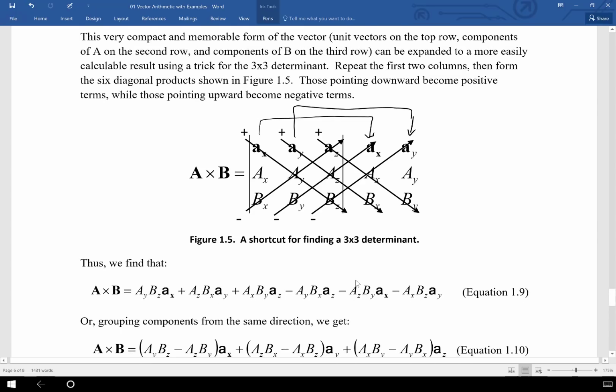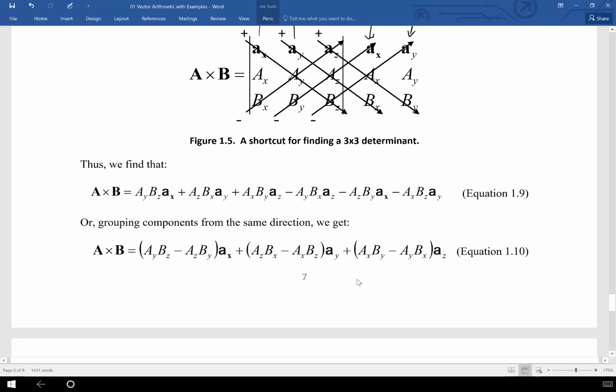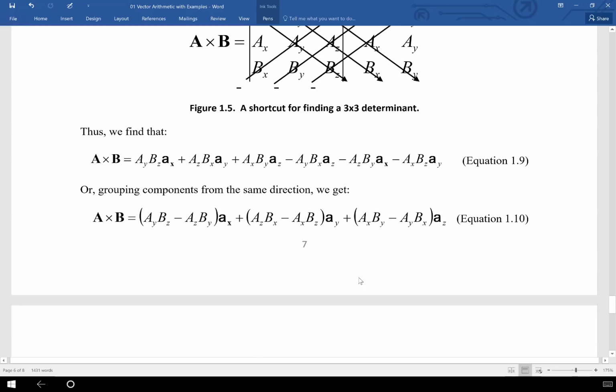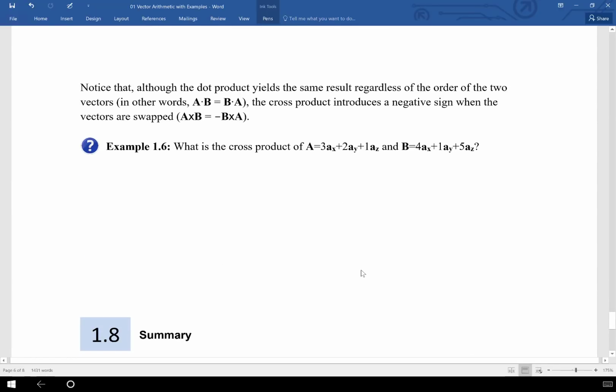Now you can write it out as I've done in equation 1.9 and 1.10. I don't recommend that. I don't think that I could memorize those equations if I wanted to, but I can remember the visual pattern that's shown in figure 1.5. And I'll also show you in just a second that you don't even need to actually literally write those 2 extra columns. So let's consider what is the cross product of these 2 vectors, 3a sub x plus 2a sub y plus 1a sub z, and 4a sub x plus 1a sub y plus 5a sub z.